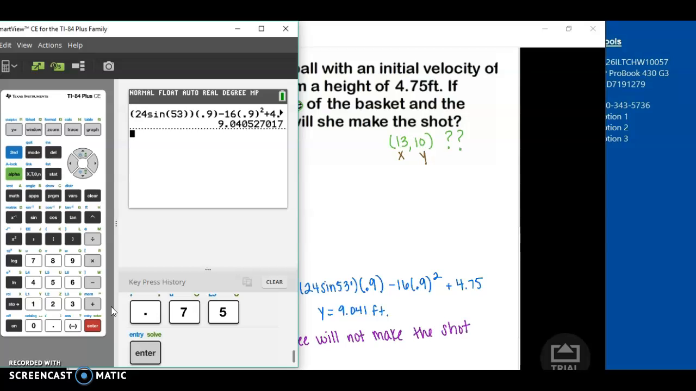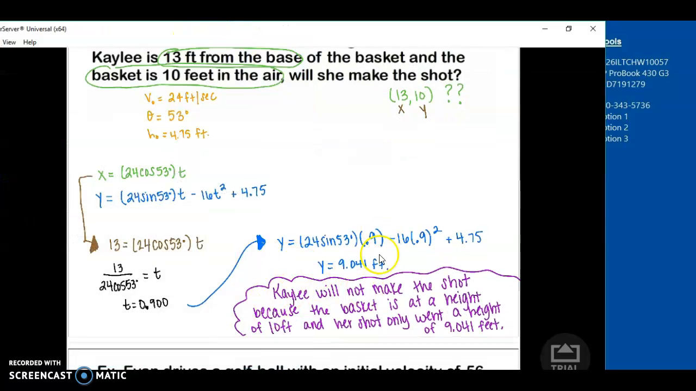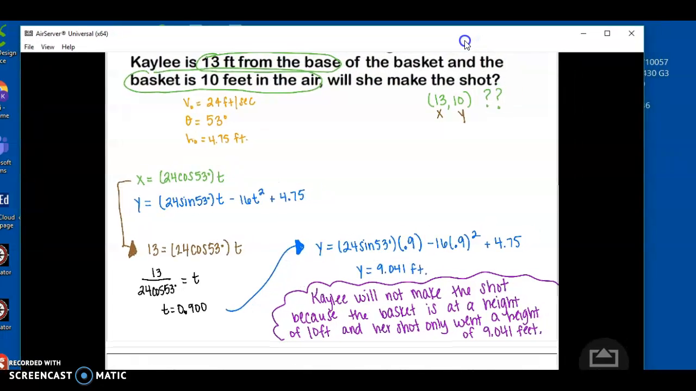And we could say that because the basket is at 10 feet, and her shot only went a height of 9.041 feet. So it's just like those problems where it asks you if this coordinate will work. That's all we're figuring out. Just does that y value make sense there? Does that y value work here? And we figured out from this that it does not work, because she only shoots it at 9.041.